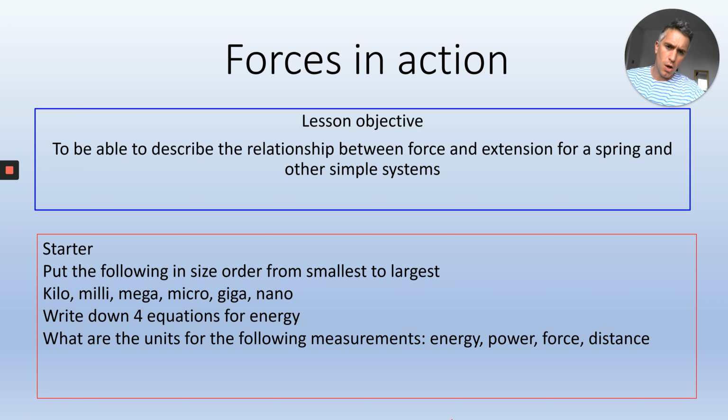Okay, hopefully you've answered those questions. Let's just check what the correct answer is. So the smallest to the largest, the smallest is nano. Use the letter N. Then the next is micro. That is the Greek letter mu. Then we have milli with lowercase m. Then we jump a whole section and then we go to kilo, which is a lowercase k.